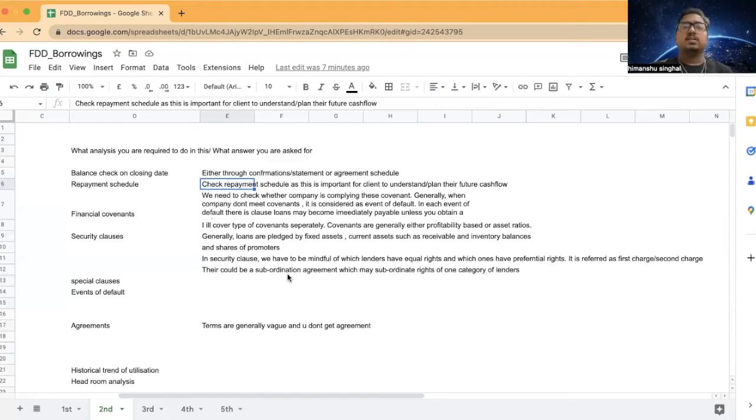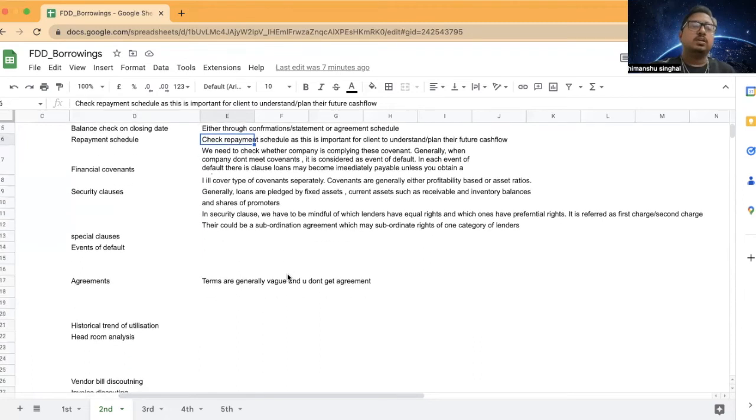Now there are some special clauses which we need to be mindful of, like event of default, interest complex terms, and conversion terms. We will discuss those particular terms in subsequent videos.